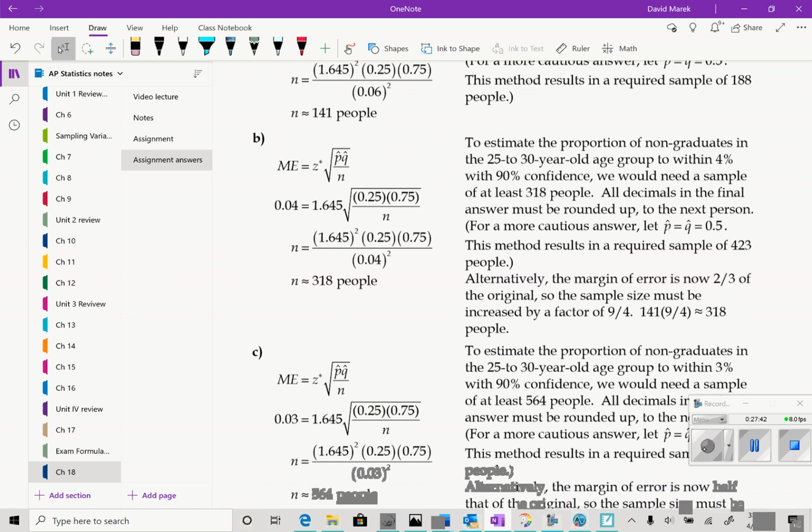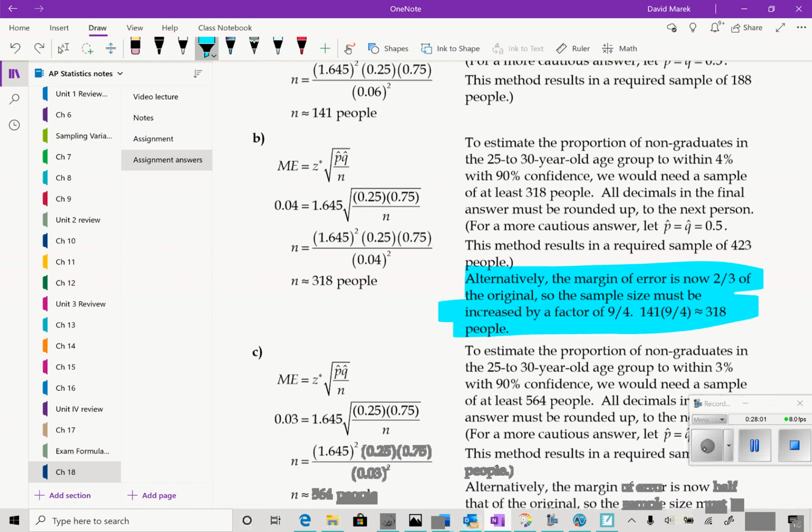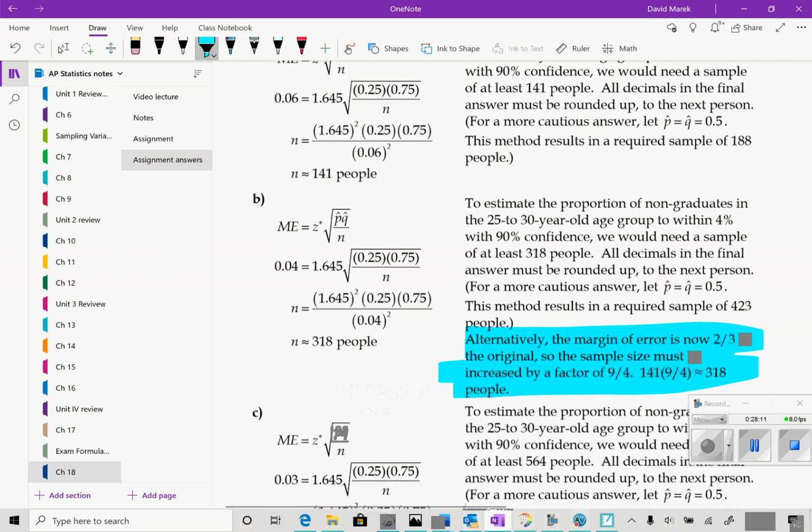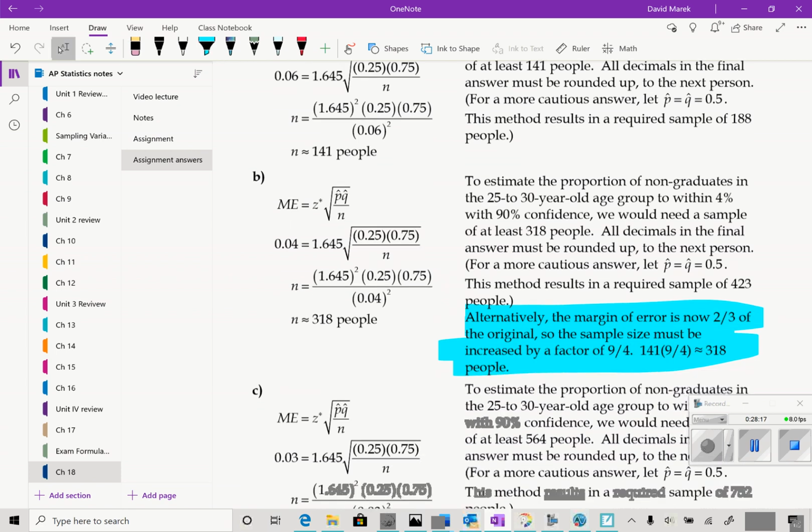Then again, they put that off to the side. Now, again, this part here, that's another way of going through it, but again, I don't know how many of you would think your way through it like that. We went from 0.06 to 0.04. I'm afraid too many people would just take the difference between them, and that's horrible. The margin of error is 2/3 of the original. So because again, the sample size is what we're looking for here, and it's flipped upside down, you got to take the 2/3, square it, and take its reciprocal. Yeah, I don't know how many of you would think like that.